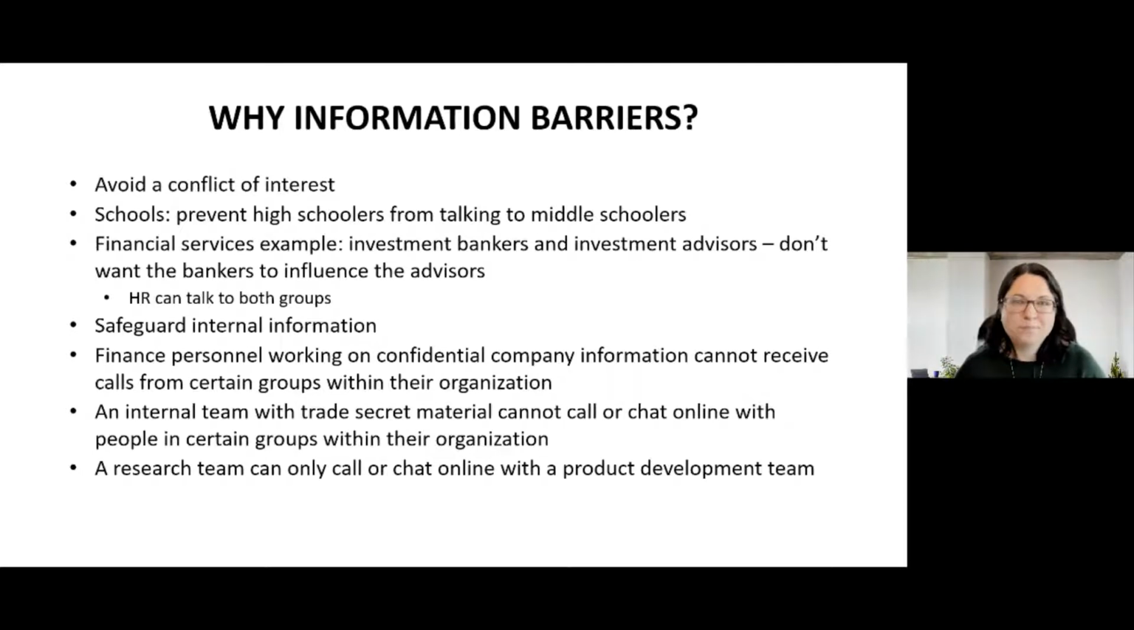Another scenario that we see a lot in education for more the primary schools is making sure that high school kids can't talk to middle school or elementary school kids. That would be quite inappropriate, and it's not good. So you could use information barriers to prevent those two groups of people from speaking to one another. There's lots of scenarios where we use this, and you can see some additional ideas on the slide.